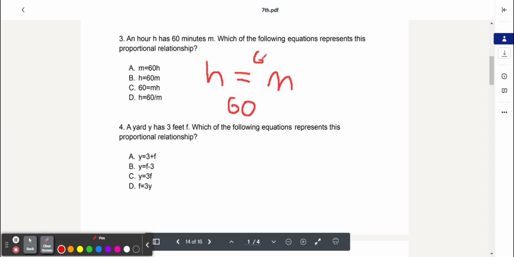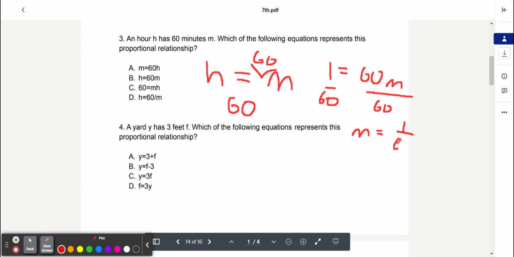You might be tempted to put it here, so it'd be h equals 60m, but that isn't true because let's just look at it this way. If we put in 1 for our hours, we should get 60, right? But right now, if we put in 1 for our hour, we get 60m, so we have to divide both sides by 60, so it would look like this. And then we divide, and what do we get? We got that we have 1/60th of a minute in every hour, and that is the opposite.